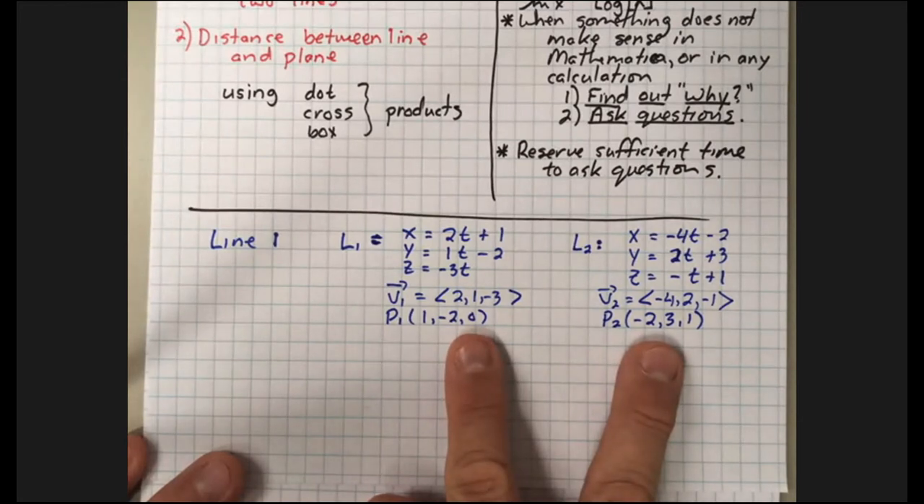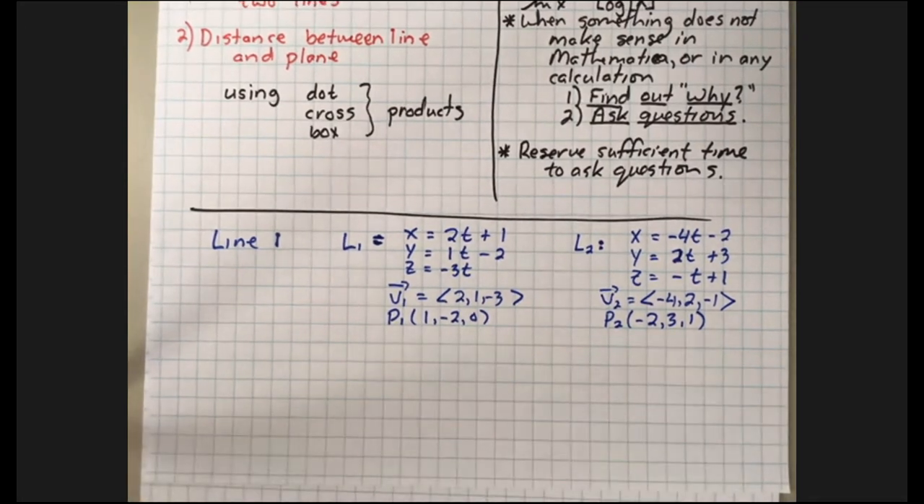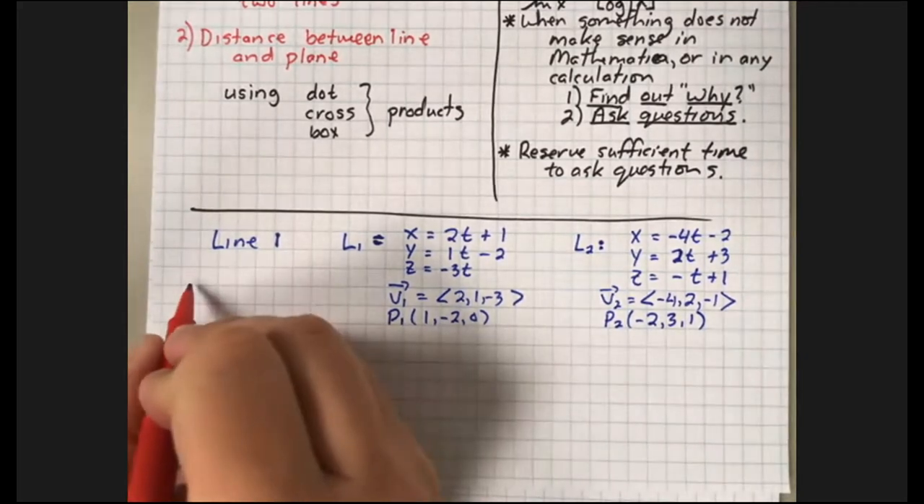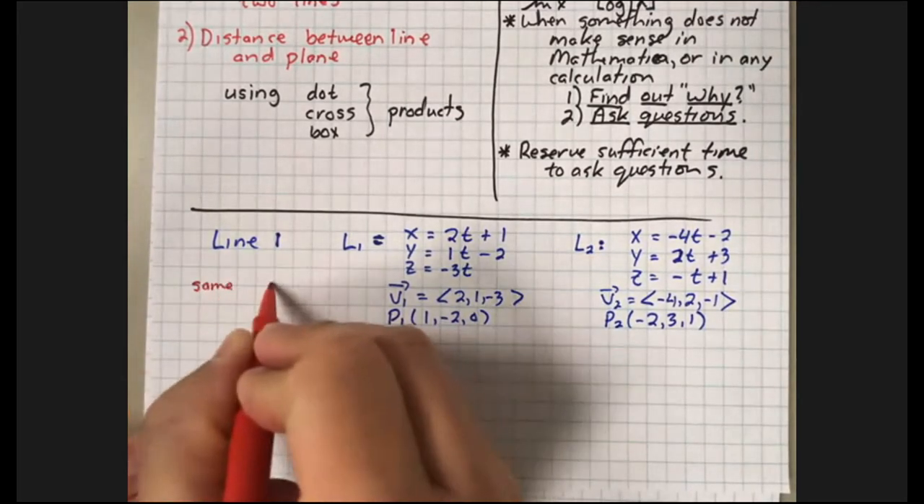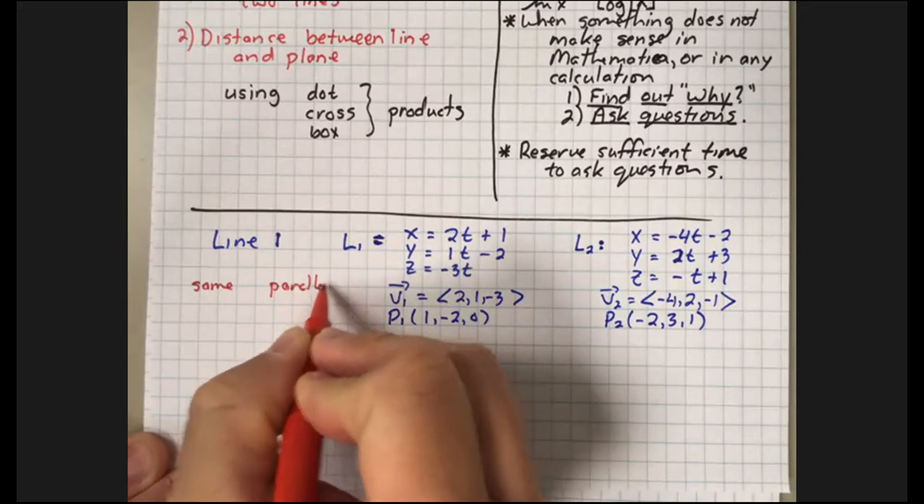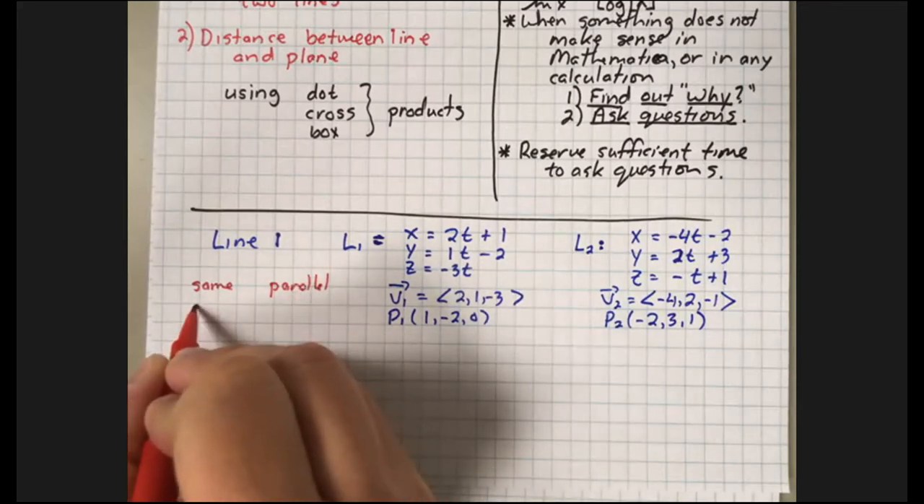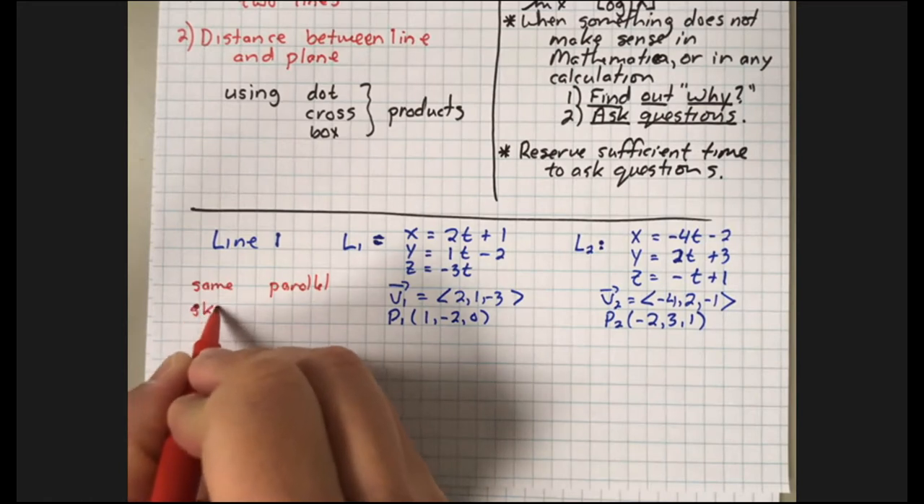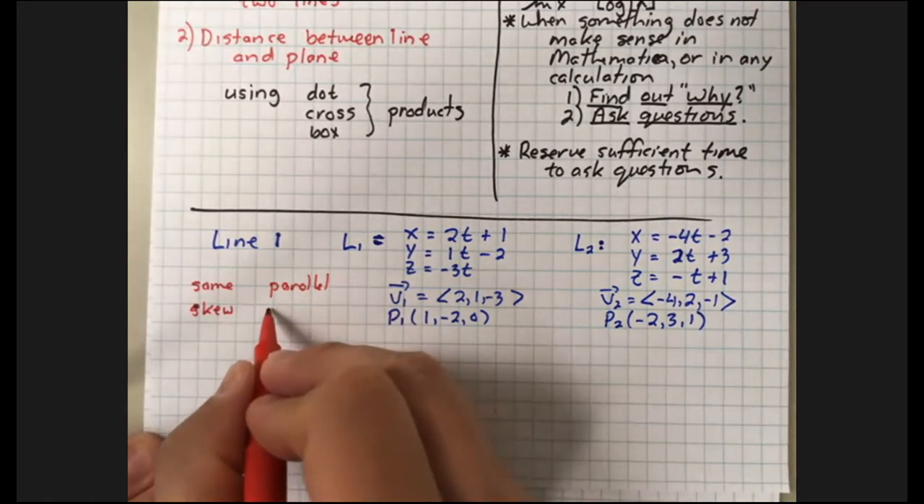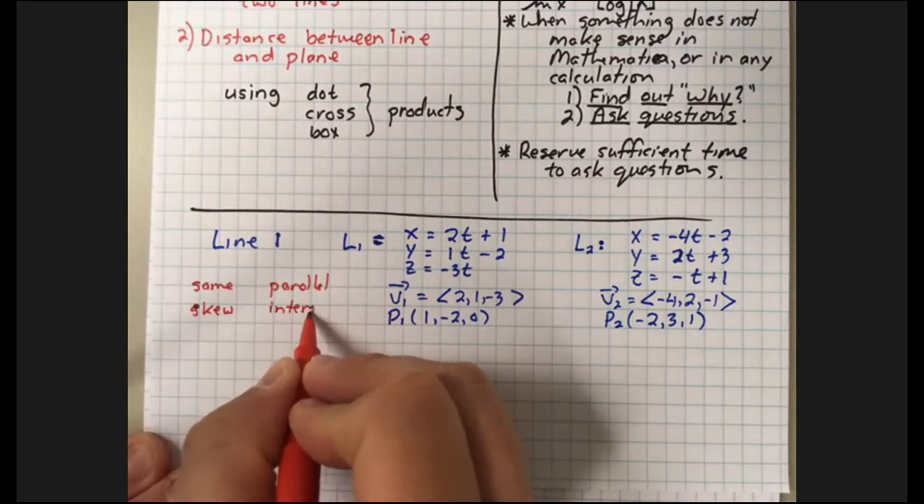I could have two lines in space that intersect in a point, or I could have two lines that are skew. For two lines that are skew or parallel, I would find their distance. But if they intersect, the distance is zero, and if they're the same line, the distance is zero. So first, let's eliminate these cases. Are these lines the same? Are these lines parallel? Are these lines skew? What's the fourth option? Are these lines intersecting?